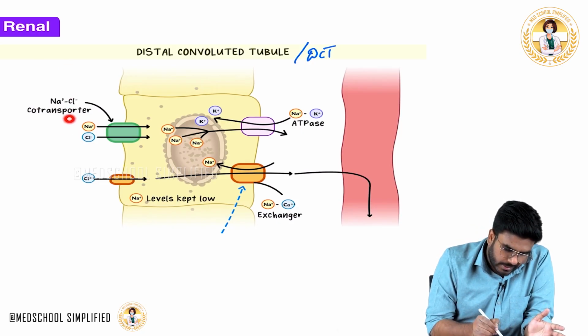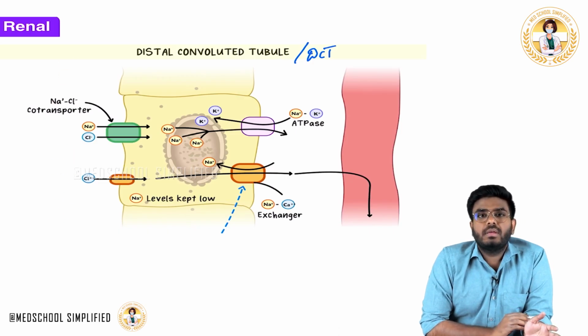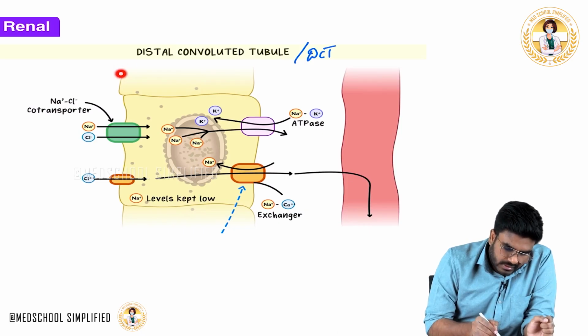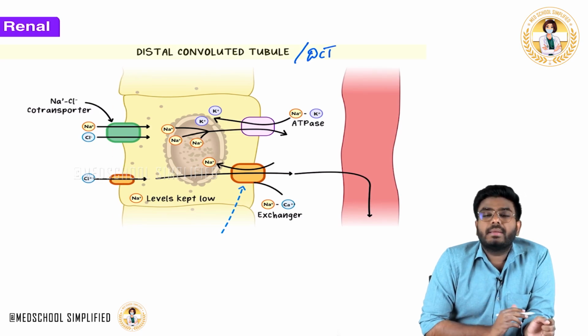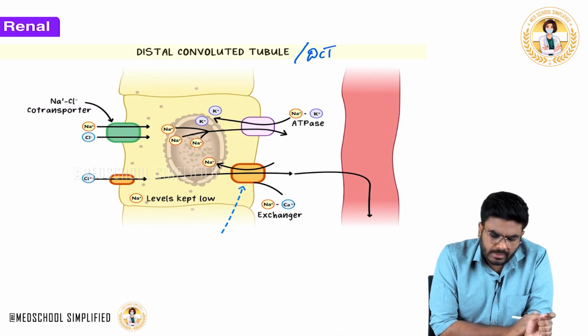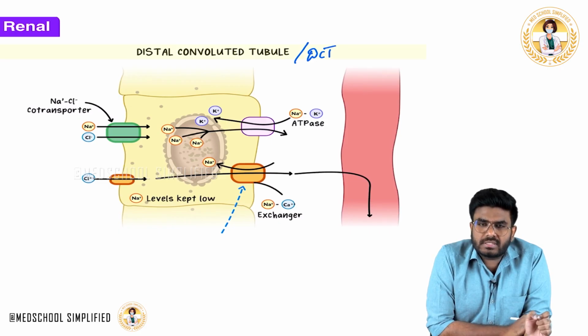Now the urine is coming down like this. What is this membrane? This is called the luminal membrane. Please appreciate that here in the distal convoluted tubular epithelial cells, the luminal membrane does not have any brush border. Brush border is present in the PCT cells.